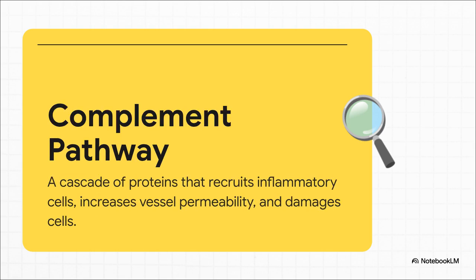Next up is the complement pathway. This thing is a huge amplifier of inflammation. When this cascade of proteins gets switched on, it does two main things. First, it acts as a powerful chemical beacon, screaming, "Hey, immune cells, get over here." And second, it can form a weapon called the membrane attack complex, which literally punches holes in target cells and destroys them.